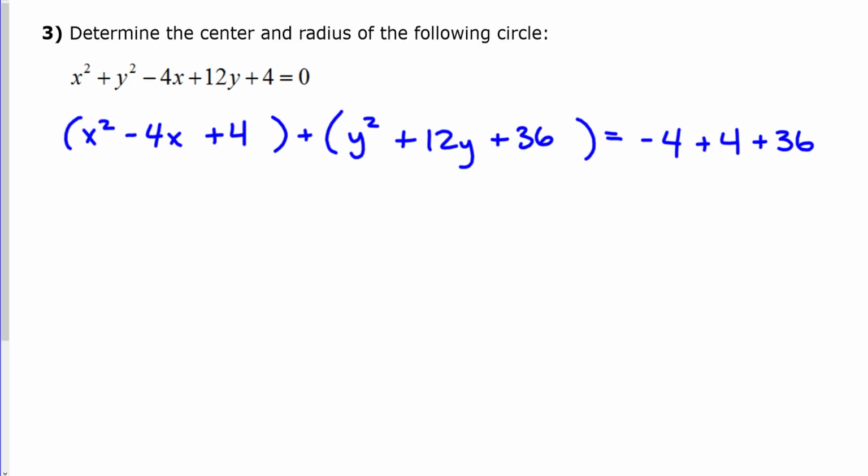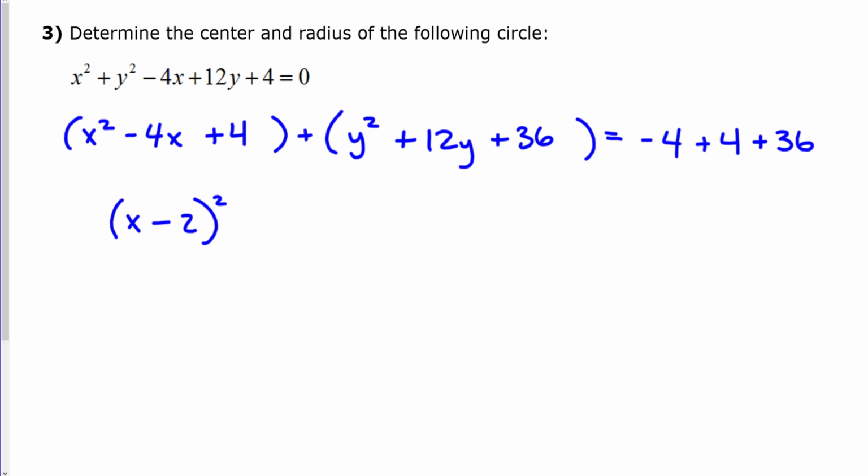Okay, now factoring the x and the y's. The way this factors is always just x minus whatever your b term is divided by 2. So this would, I'm sorry, it would be x plus, but in this case x minus 2. In general, it's plus.